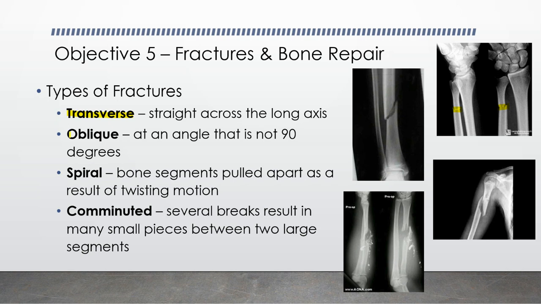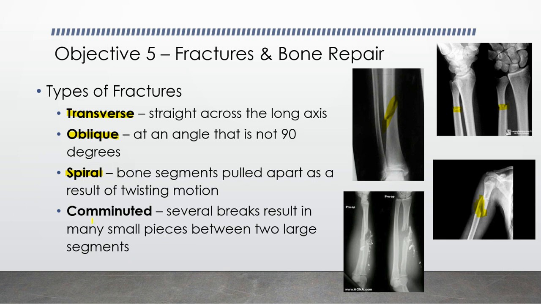We've also seen this word before. Oblique means at an angle, so this is at any angle other than 90 degrees. A 90 degree would be a transverse, and oblique is going to occur across at an angle. So there's an oblique fracture. Now, a spiral fracture is when your bones essentially get twisted. Just imagine if somebody were to grab your forearm and twist in opposite directions. That's going to cause those bone segments to pull apart and spiral like you see here.